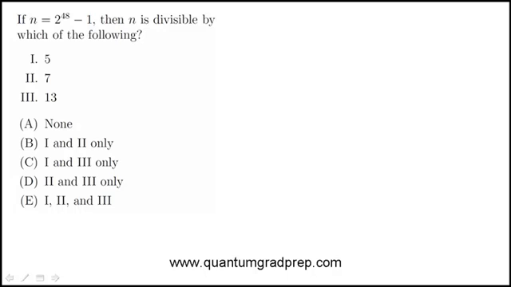So in this problem, we're given this large number n, which is 2 to the power of 48 minus 1. When you see such large expressions, clearly we don't have to compute this. We have to look for some way of rewriting this expression so that it's easy to see what the factors of n are, or what numbers it's divisible by.